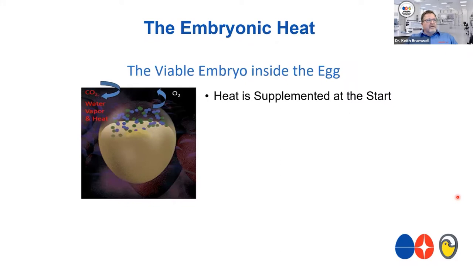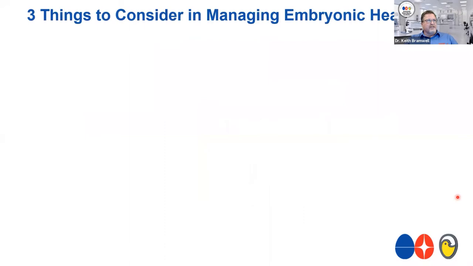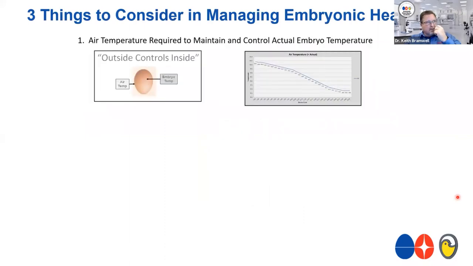So the viable embryo inside the egg, there's an exchange of gases, of water, oxygen, carbon dioxide. We supplement heat. The embryo then gives off heat as it grows, gives off CO2, water. We have water vapor loss, and that's what our machines are trying to balance and manage. And the embryos, obviously, as they get older, will consume more oxygen. 2 reasons we ventilate more at the end: to get rid of that heat, to get rid of the CO2, to make sure there's enough oxygen in relation to the CO2. So how do we control that in our machines?